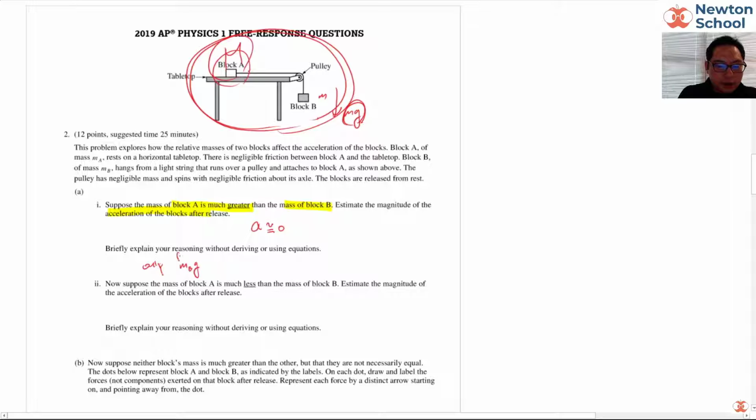The only force pulling will be small m_B g, and that will make m_A plus m_B accelerate. Since force equals ma and the total mass is large, the acceleration will be small.